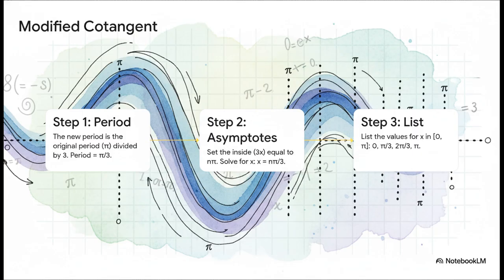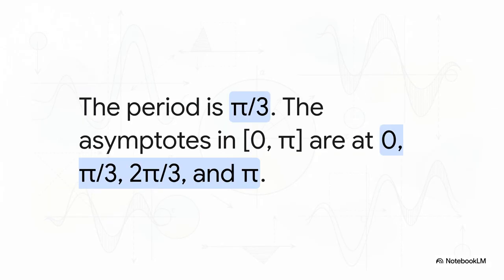Now for the asymptotes. The trick is to take the entire inside part, the 3x, and set that equal to the old rule for asymptotes, n times pi. Then you just solve for x, which gives us n times pi over 3. Now we just plug in whole numbers for n, 0, 1, 2, 3, and see which ones fall in our interval. And just like that, we've got our answer.